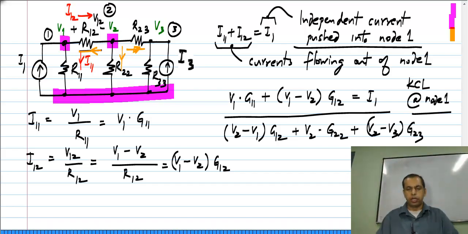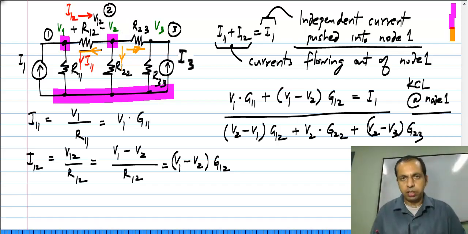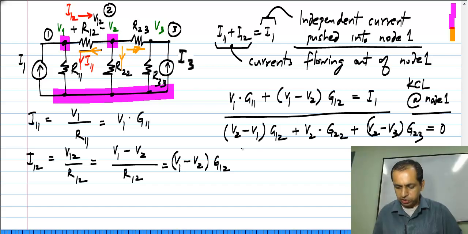Okay. So, again we are looking at currents flowing away from node 2. Please be mindful of the direction of currents. It is always currents flowing away from a particular node equals the independent current source being injected into that node. The independent current source being injected into node 2 is 0. So, the sum of all of this is just 0.